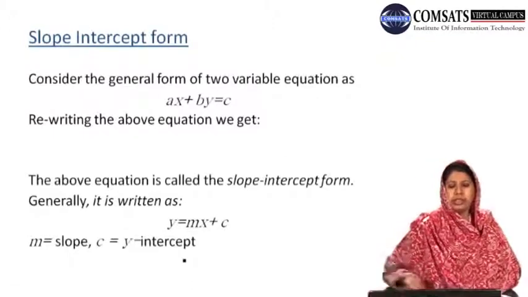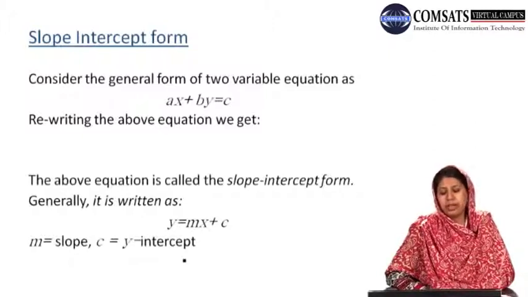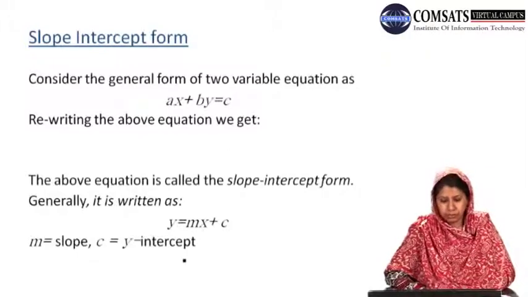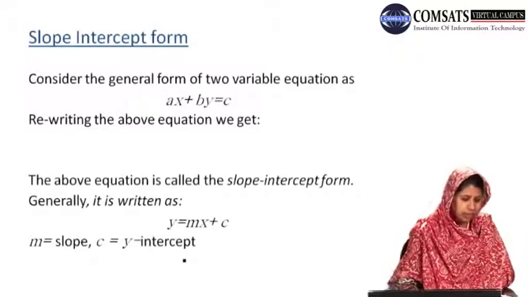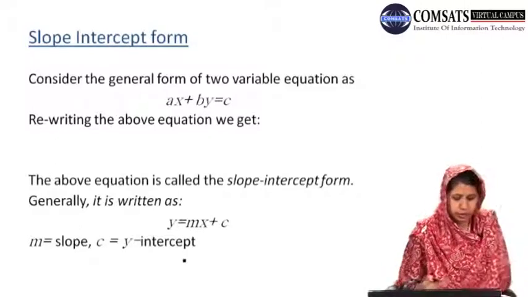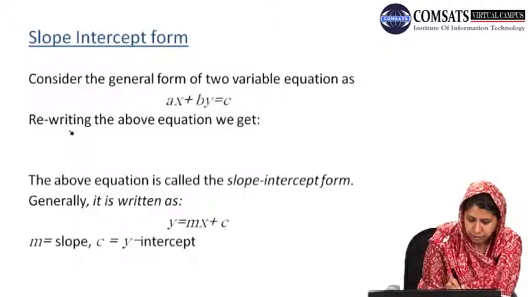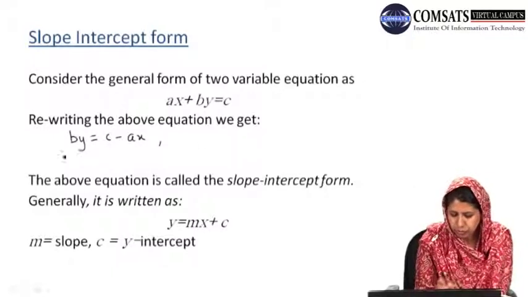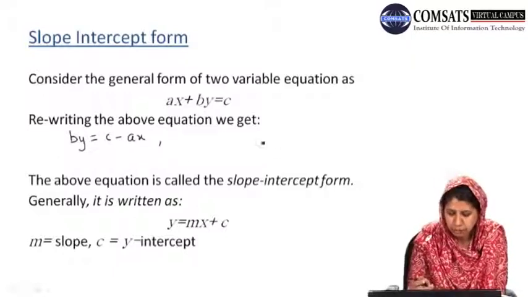Okay, we continue further with the slope intercept form. What do we mean by the slope intercept form? If we have a general form of a 2 variable equation as ax plus by equals c, which we have studied in our last lecture, then we can rewrite our equation as how? Let's do it in 2 steps. by equals c minus ax, and again rewriting what we have done in our last step, that we have subtracted ax from both sides.